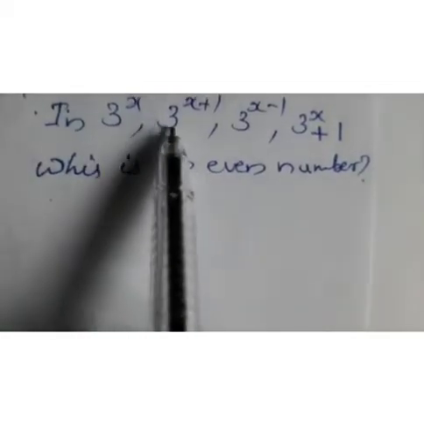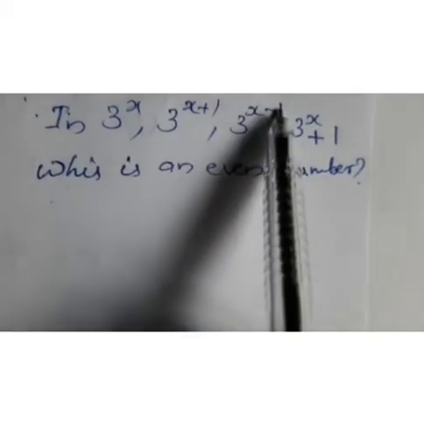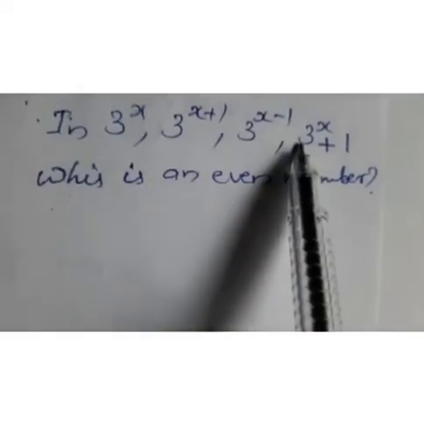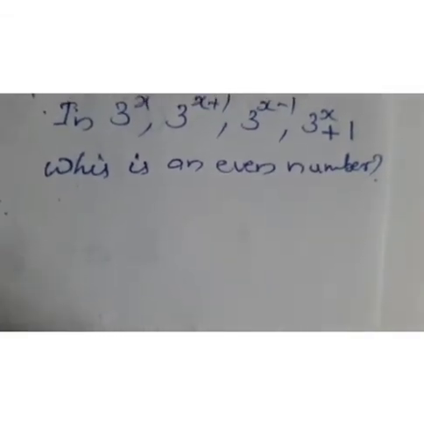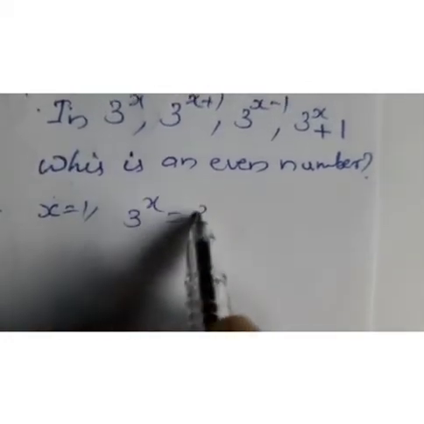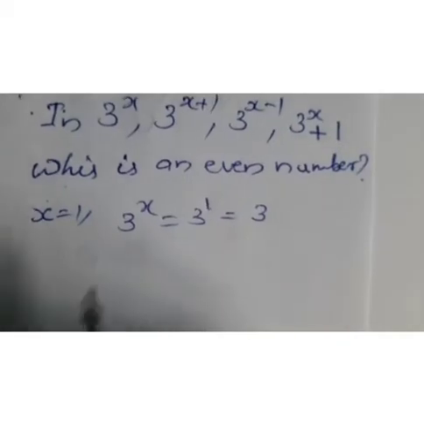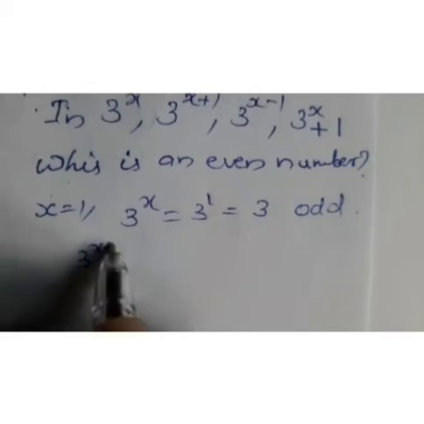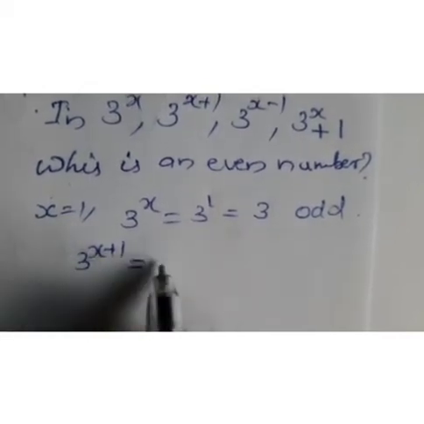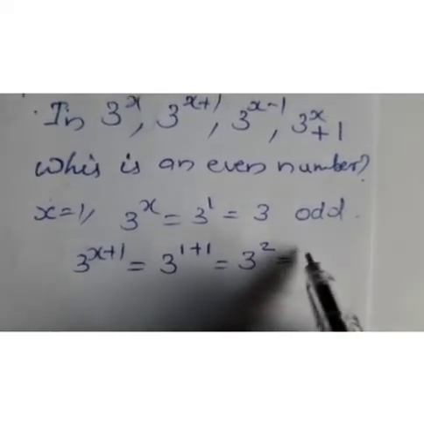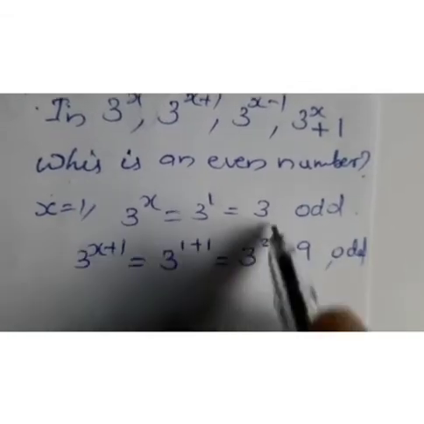Among 3 raised to x, 3 raised to x plus 1, 3 raised to x minus 1, and 3 raised to x plus 1, which is an even number? In this, which is the even number? So how will you find out? Give the value of x as 1. What is 3 raised to x? 3 raised to 1, value is 3. This is an odd number. Then 3 raised to x plus 1. Give x as 1. 3 raised to 1 plus 1, that is 3 raised to 2. 3 raised to 2 is 9. That is also an odd number.